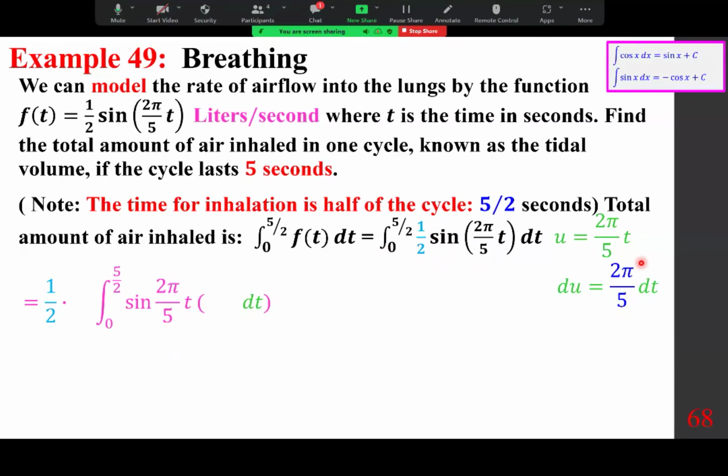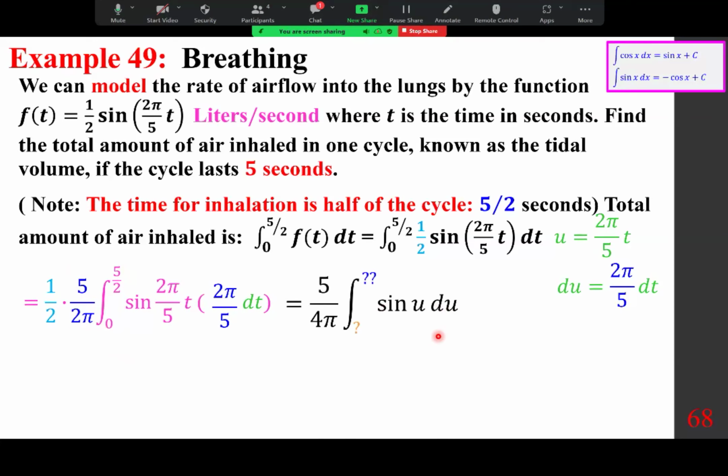So what is missing? 2π over 5. 2π over 5 is a number, everybody. So if I plug in 2π over 5, its reciprocal 5 over 2π will take care of the business. So now I'm in business. I am looking at sine of u du. I'm not going to put the limits yet. And this is 5 over 4π. Notice this is 5 over 4π. This is sine u du.